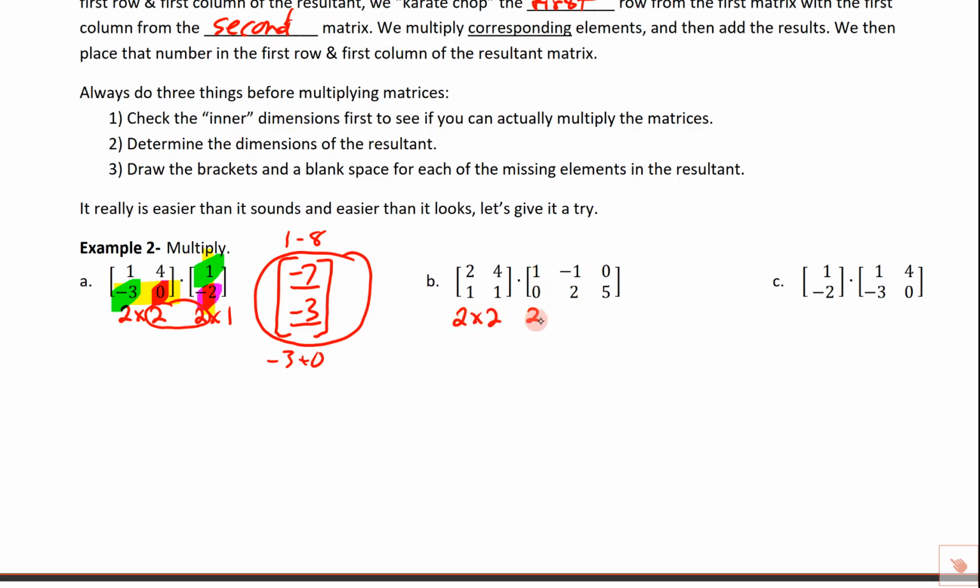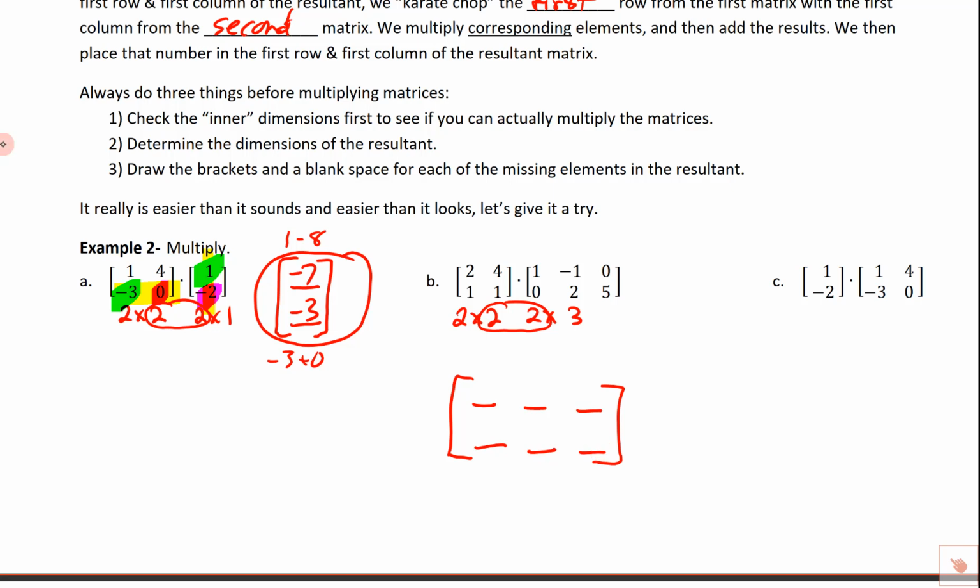This one is a 2 by 3. So the inner dimensions are the same, so that means the resultant is a 2 by 3. So I'm going to draw a nice big 2 by 3, so 2 rows with 3 columns. And again, writing down these little blanks helps me remember where I am in this process.